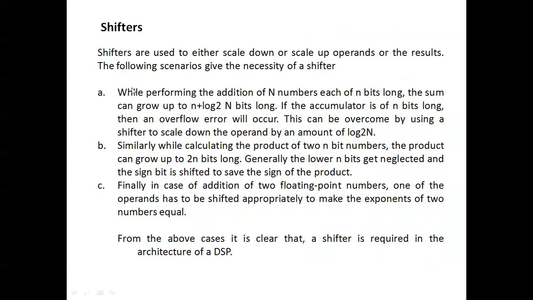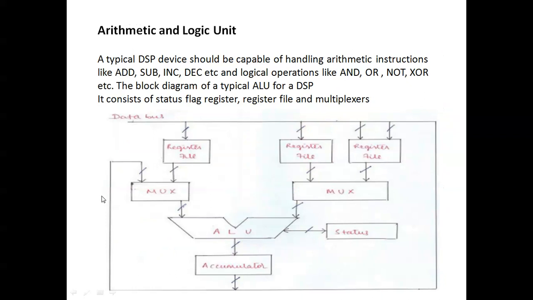Shifter. The shifter is used to either scale down or scale up operands or the result. The following scenarios show the necessity of the shifter. What is a shifter? It shifts the data from one place to another place or from one register to another register. It can be used to left shift or right shift. The shifter is required in DSP architecture when, for floating point numbers, one of the operands has to be shifted to make the exponents of the two numbers equal.